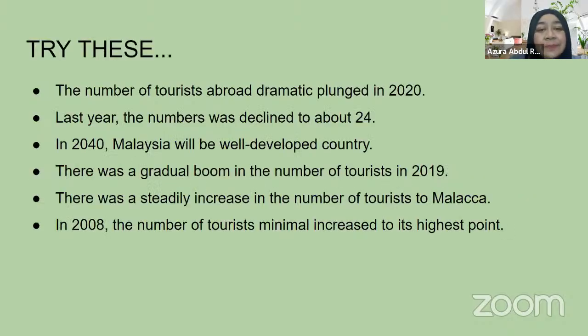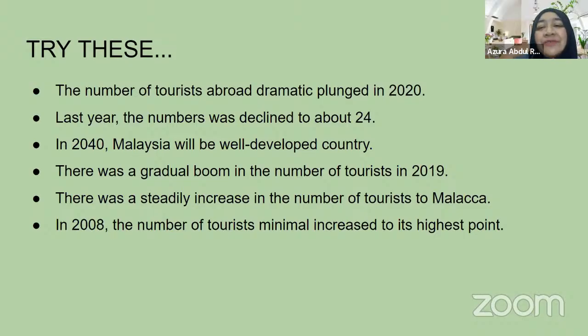All right, let's try this. The number of tourists abroad dramatic plunged in 2020. Okay, so these are all jumbled, right? Last year, the numbers was declined to 24. Okay, look for the mistakes, people. We're going to do this together. In 2040, Malaysia will be a well-developed country. There was a gradual boom in the number of tourists in 2019. There was a steadily increase in the number of tourists to Malacca. In 2008, the number of tourists minimal increase to its highest point. Okay, so all these sentences, there's something wrong somewhere, obviously, right?